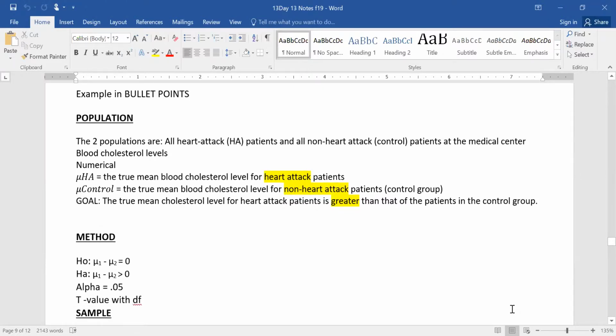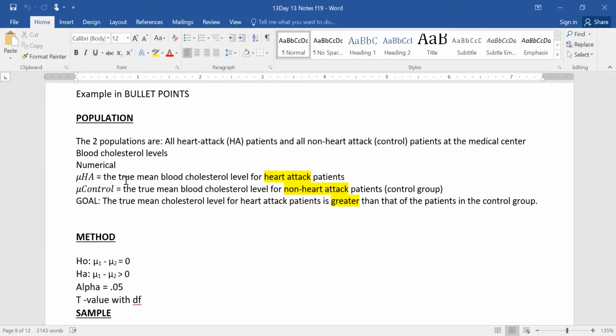All right. Then I want to define mu1 and mu2. Instead of calling them mu1 and mu2, I actually have it where mu HA is the mu for my heart attack patients and mu control, or you could do NHA for non-heart attack patients, anything like that. It just keeps them separated a little clearer than 1 and 2. So mu HA is the population mean blood cholesterol level for heart attack patients, and mu control is the population mean cholesterol level for non-heart attack patients.